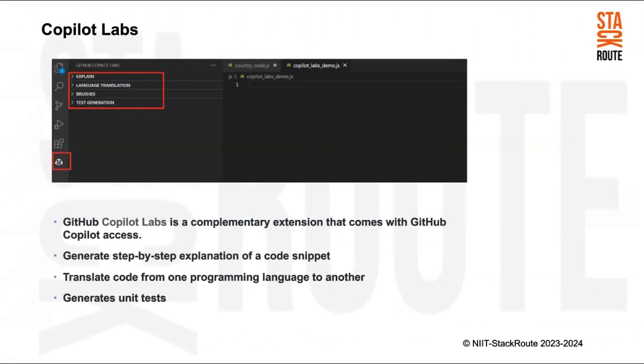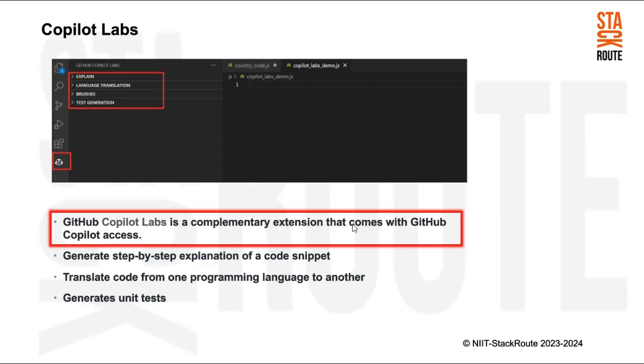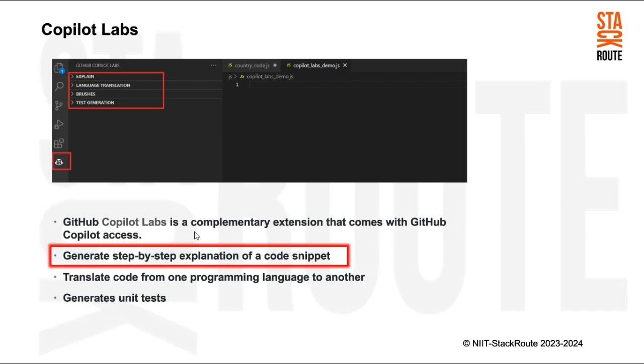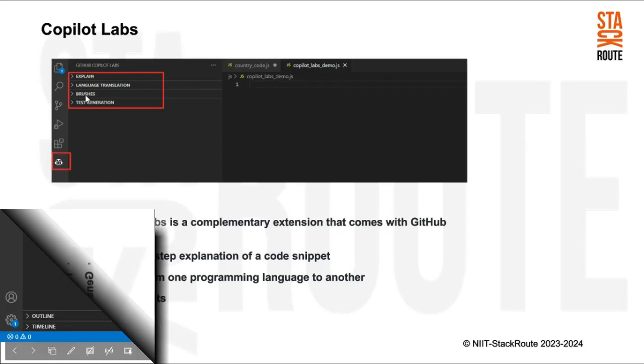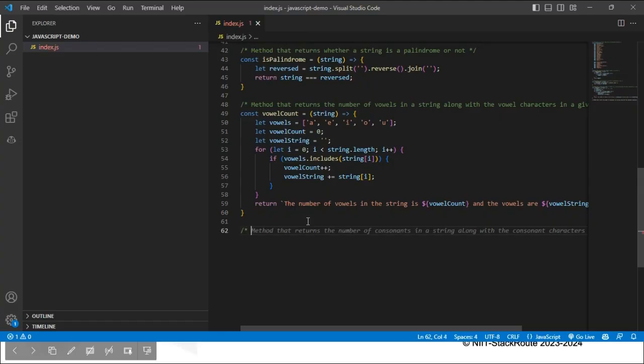Now, when I showed you the configuration of Copilot in our Visual Studio, we installed another extension named Copilot Labs. So in this, you can see it is a complementary extension that comes with GitHub Copilot access. It generates step-by-step explanation of a code snippet. As you can see, the highlighted box says it provides us with 4 features: explain, language translation, brushes, and text generation. So let us go to Visual Studio Code and see the demo. Now let me write a program.